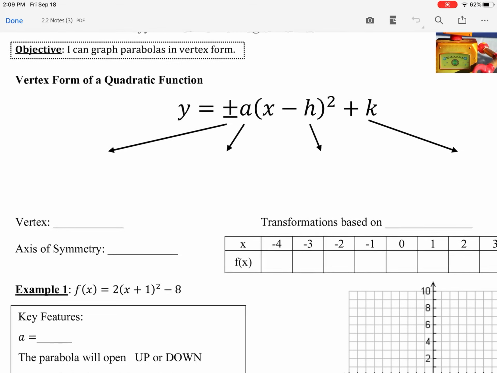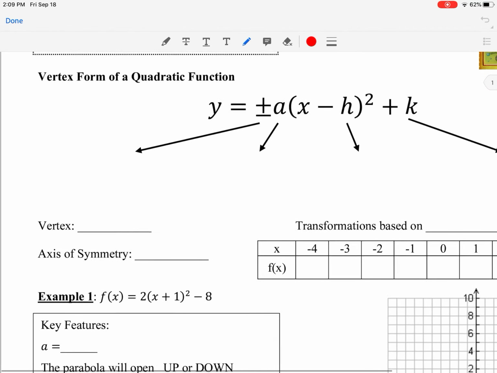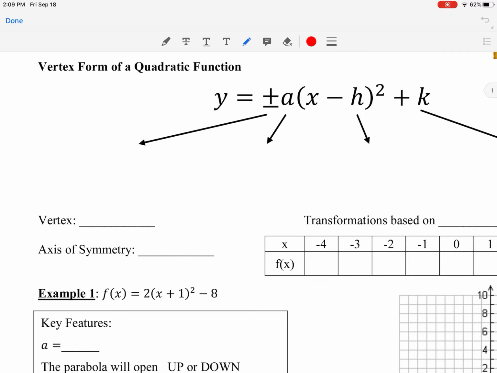And all of these things, the A, the H, the K, they all represent different transformations that have happened to our function. And so we want to write down what each one of them actually does. So the plus-minus part tells us the direction of whether our parabola is going to be opening up or opening down. If it's a plus, it's going to be opening up. And if it's a minus or a negative, it will be opening down. So it depends on what A is. If A is positive or negative, that will tell us the direction of where our parabola is going.